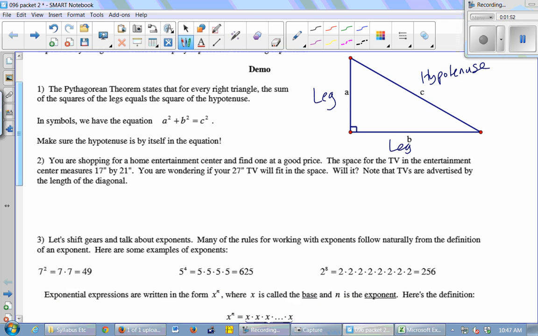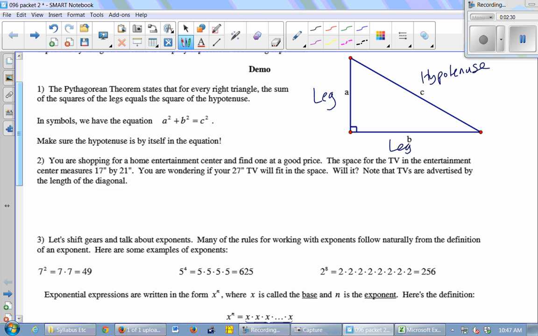Okay, so let's do a quick example where we use the Pythagorean theorem. So you're shopping for a home entertainment center, you find one that's a great price, you want to buy it. The space where you'd put your TV in the entertainment center is 17 inches by 21 inches. And you're wondering, at home, you have a 27-inch TV. You know that it's 27 inches because you remember when you bought it, it was advertised as a 27-inch TV, right? But the way we measure TVs, when TVs are advertised, they just tell you the length of the diagonal. That's what that 27 inches represents.